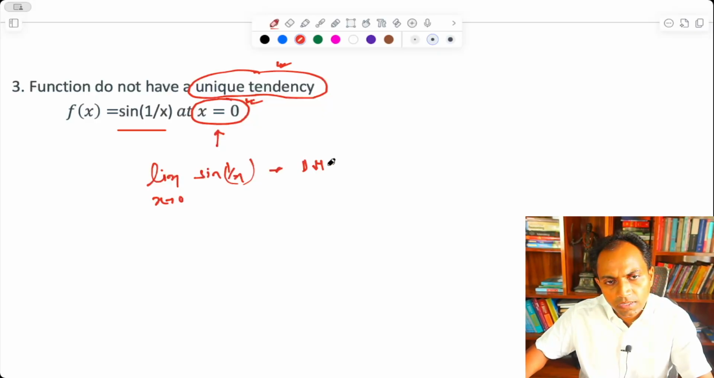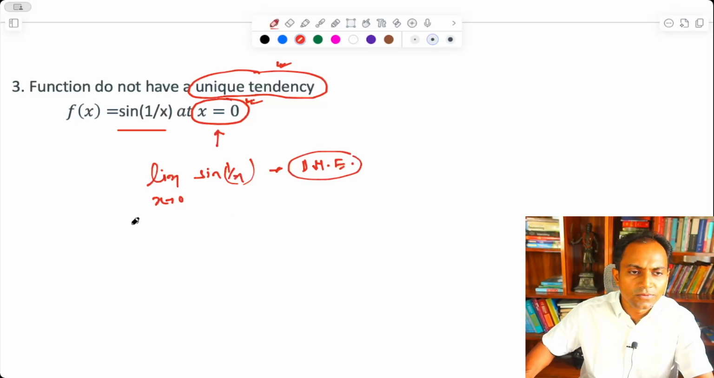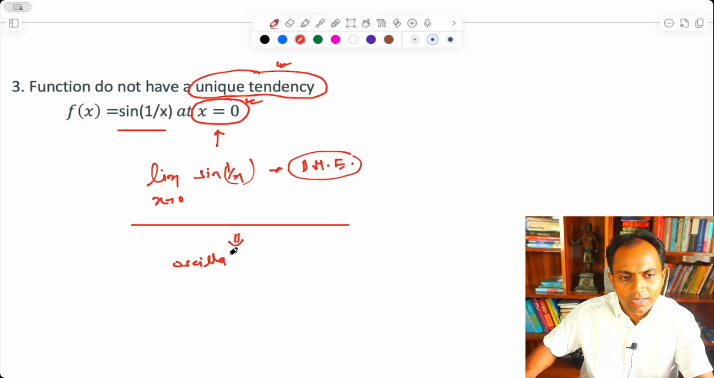Simply because I am unable to tell because of its fluctuating tendency, we also call such a limit an oscillatory limit. This is another name. It oscillates, hence oscillatory limit.